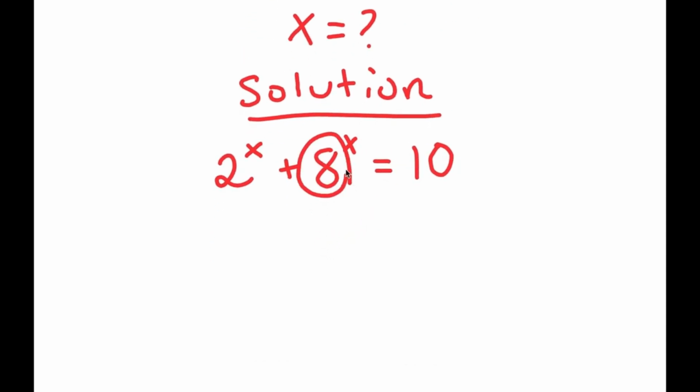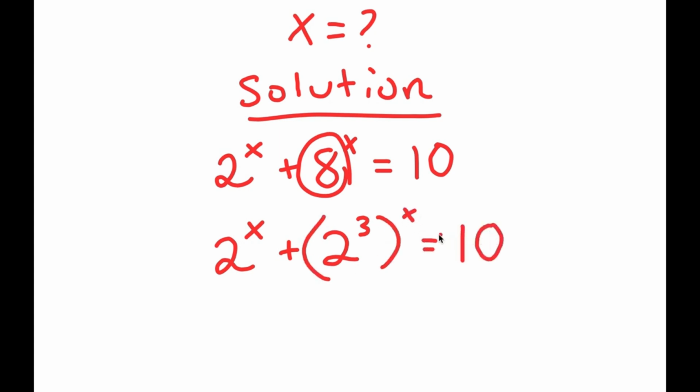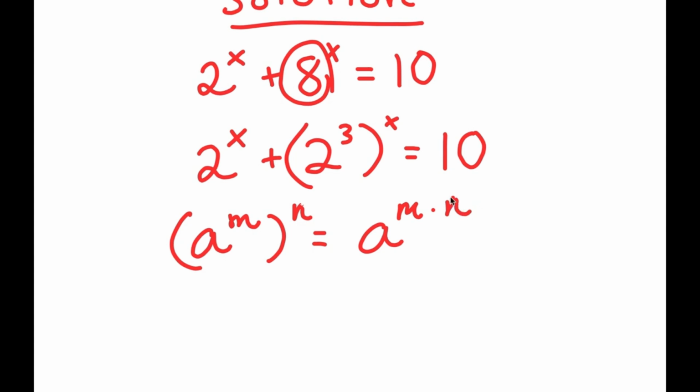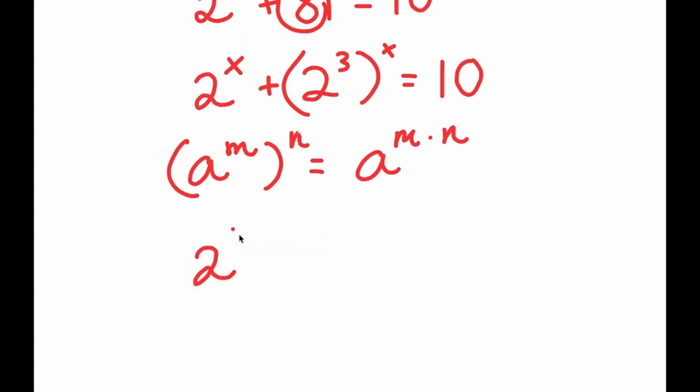Now from here, 8 I can rewrite as 2 to the power of 3. So I get 2 to the power of x plus 2 to the power of 3 to the power of x is equal to 10. Now, if I have something in the form a to the power of m to the power of n, this is equal to a to the power of m times n. So 2 to the power of x plus 2 to the power of 3 to the power of x, that's the same thing as 2 to the power of 3x. And now this is equal to 10.